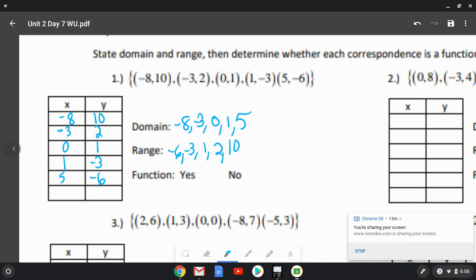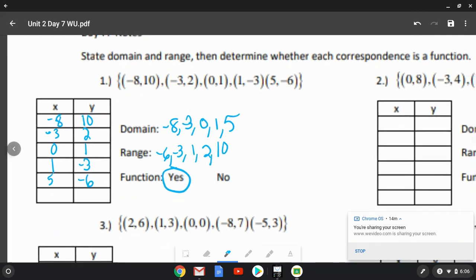So do all these x values only go to one y value? Yeah, that looks like -8 goes to 10, -3 goes to 2, 0 goes to 1, 1 goes to -3. Now, if you had any repeaters on the x values, like 1 goes to 4, that'd be an issue, because then 1 goes to -3 and 1 goes to 4. So that would be a no. But in this case, it's not there. So we're good. So this answer is yes, it is a function. So let's go over to number 2.